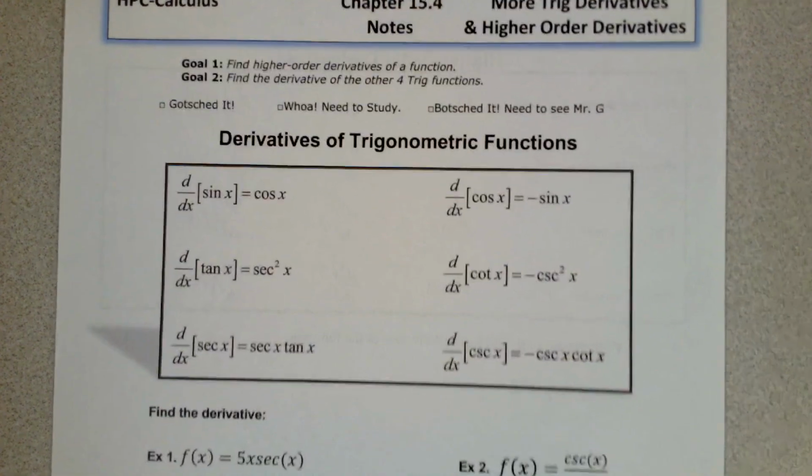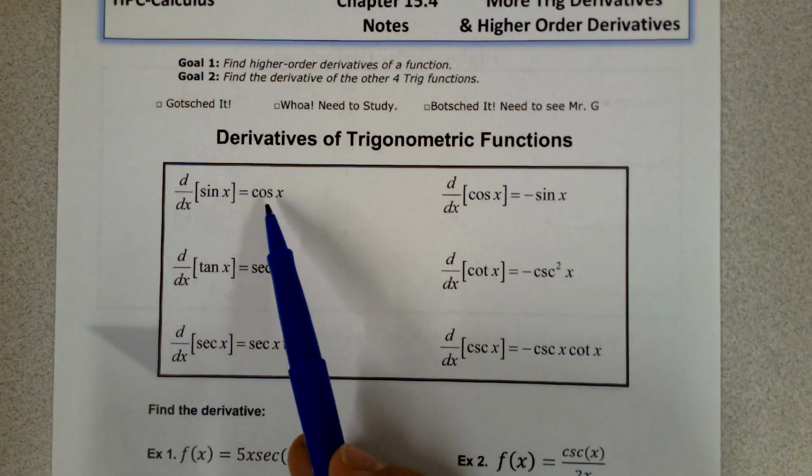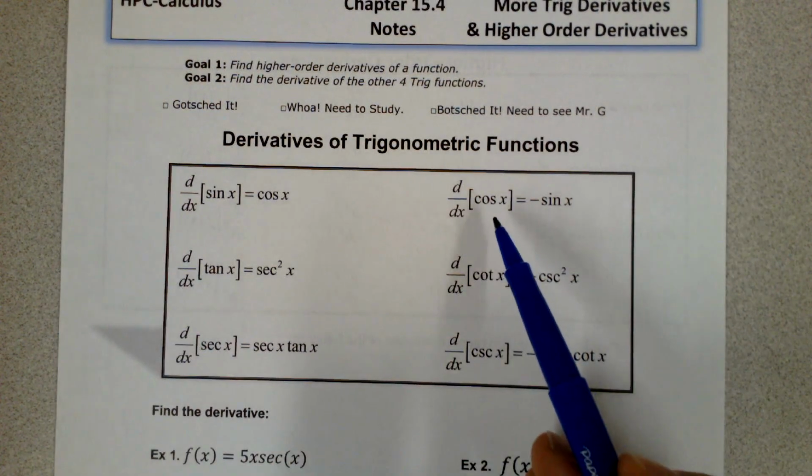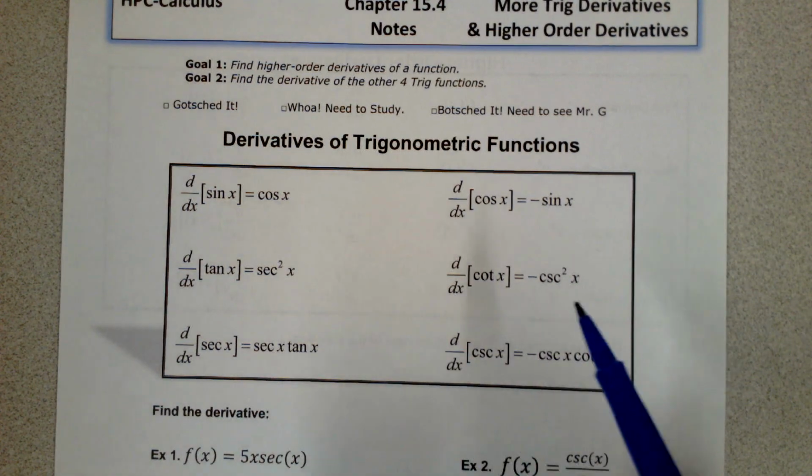So as we take a look, here are the ones that we're familiar with. We know the derivative of sine of x is cosine of x. The derivative of cosine is negative sine. And now we start running into some of the other ones.